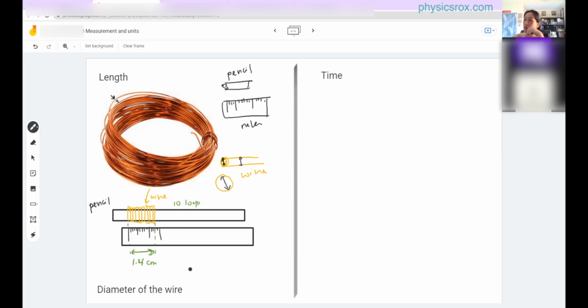Or sometimes you will see the arrow is outside, because sometimes it's too small to draw the arrow inside. They draw the arrow outside. That means it's between these two arrowheads. So I want to measure the diameter of the wire.